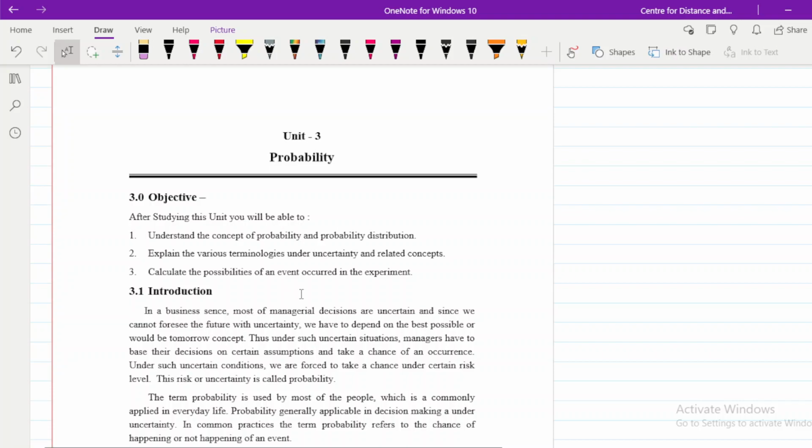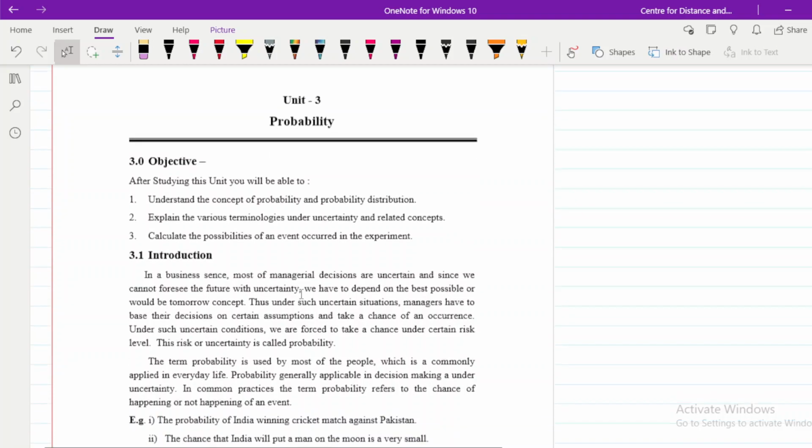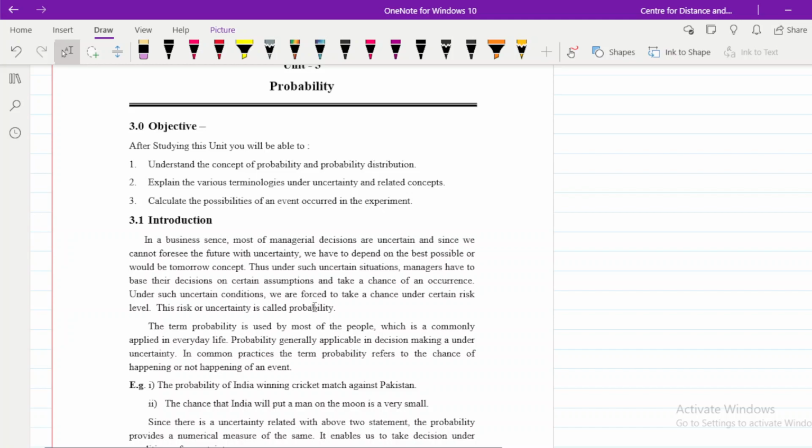What is meant by probability? Probability is a possibility or a chance, that is, a chance of happening or not happening of an event. For example, the probability of India winning a cricket match against Pakistan. Second, the chance that India will put a man on the moon is very small.